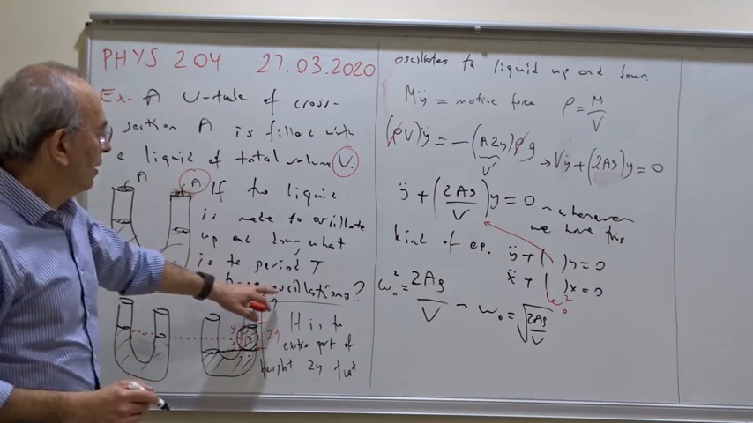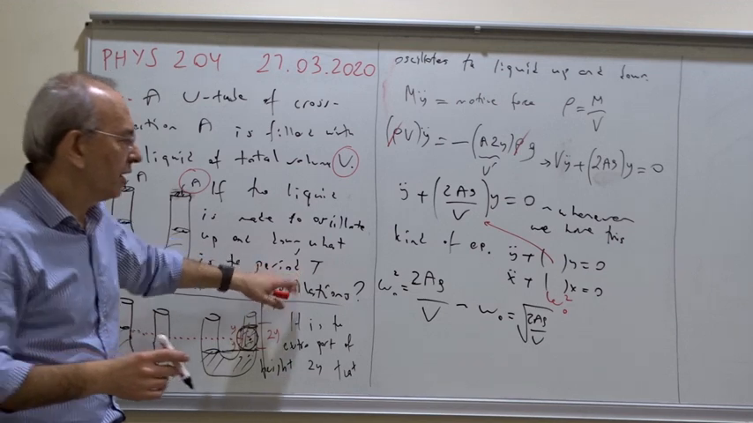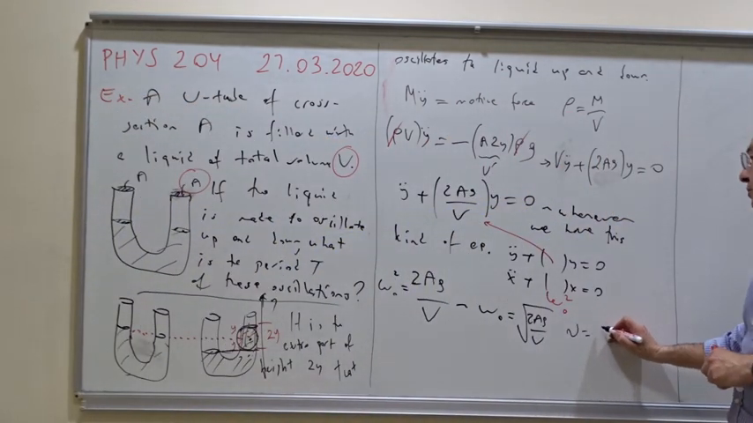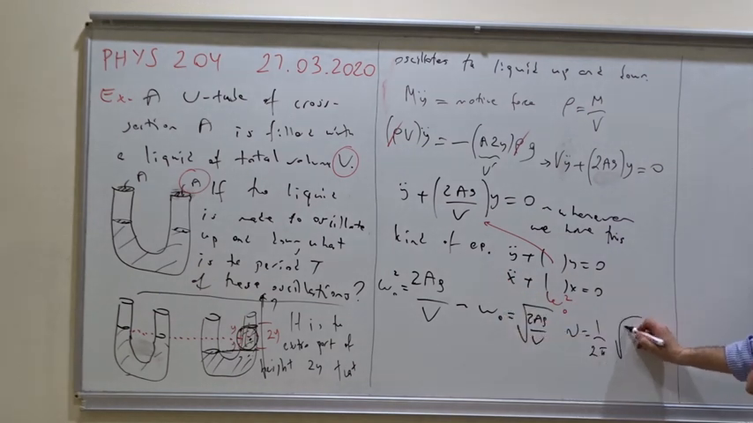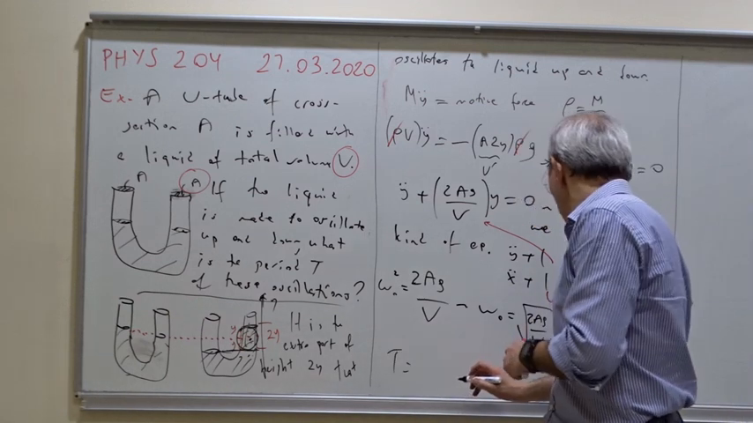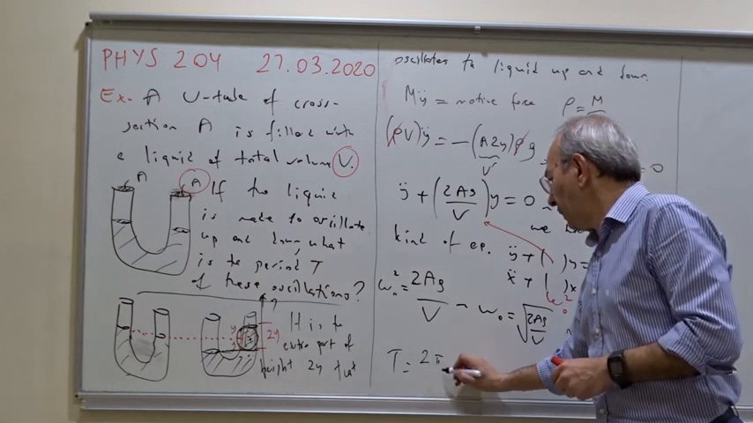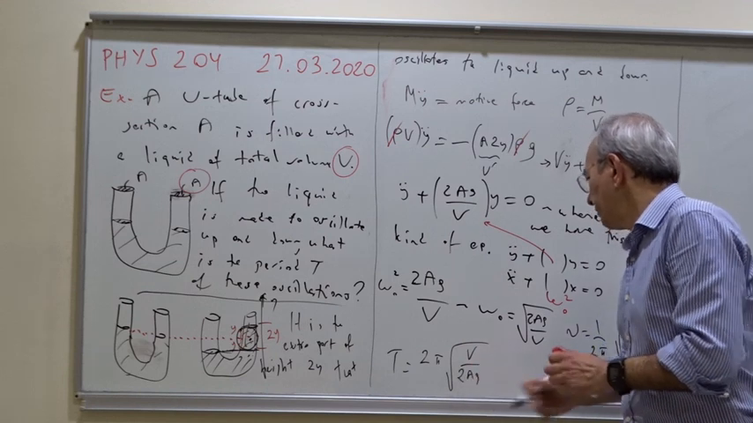But we want to have the oscillation period. So nu will be omega 0 over 2 pi, which is 1 over 2 pi times root of 2Ag over volume. Therefore, the period will be just the inverse: T is equal to 2 pi root volume over 2Ag.